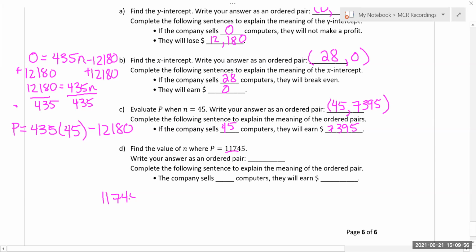We would put that in for P and solve for N. So you would add it, divide it, and this would automatically be 11,745 there. So when you solve that, you get 55 is my ordered pair, and then they would earn $11,745. And that concludes day 10.